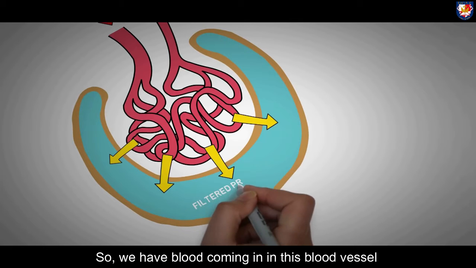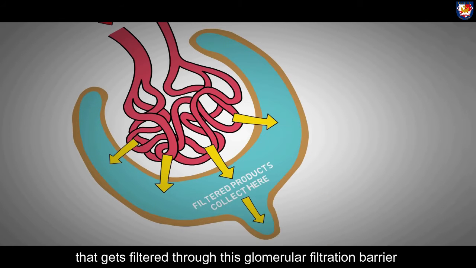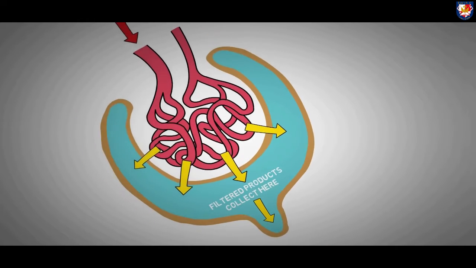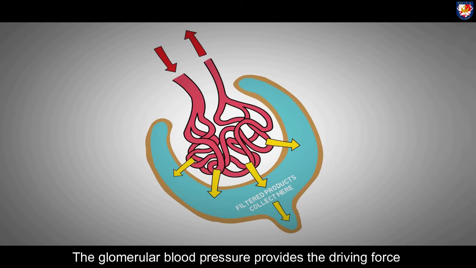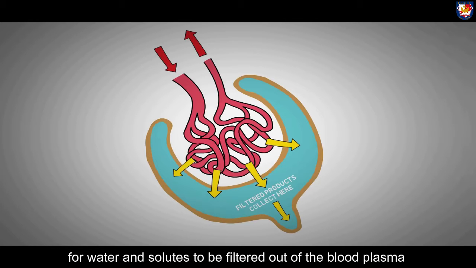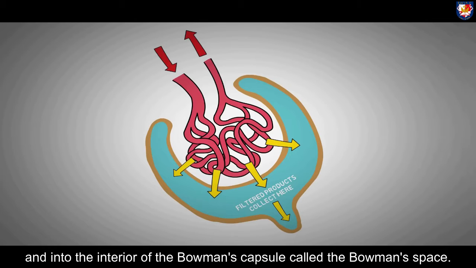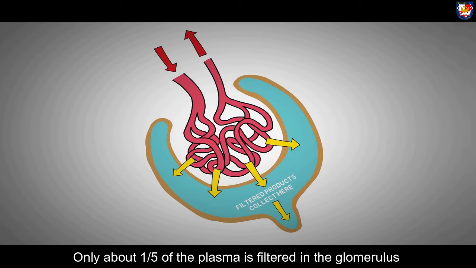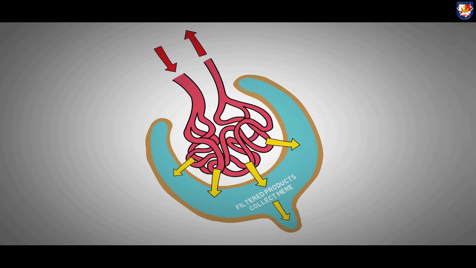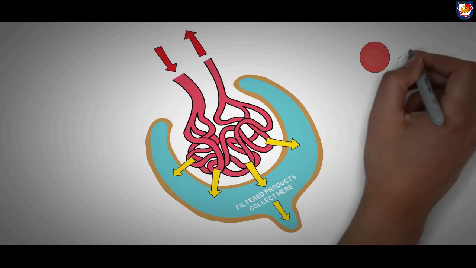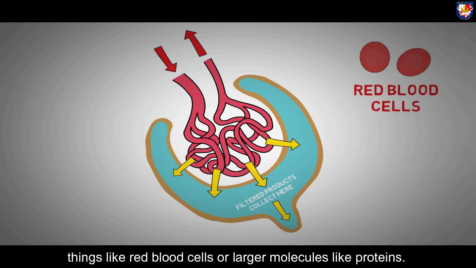So we have the blood coming in this blood vessel that gets filtered through this glomerular filtration barrier to form the impure plasma that is passed down into the renal tubule. The glomerular blood pressure provides the driving force for the water and solids to be filtered out of the blood plasma and into the interior of the Bowman capsule, called the Bowman space. Only 1/5 of the plasma is filtered in the glomerulus and the rest passes into the efferent arteriole. The things that do not get filtered are things like the red blood cells or larger molecules like proteins.